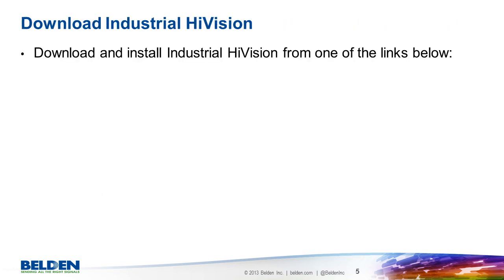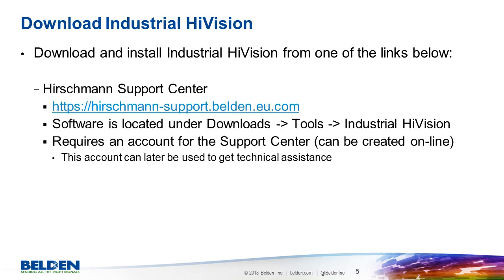To get started, you'll need to download and install Industrial HiVision. There are two main locations from where Industrial HiVision can be downloaded. The first is the Hirschmann Technical Support website. Here you'll find all software offered by Hirschmann. Industrial HiVision is located in the Download section under Tools. You'll need to create an account to log in to the support website, which can be done online. The same account can later be used to get free of charge technical support for Hirschmann products.